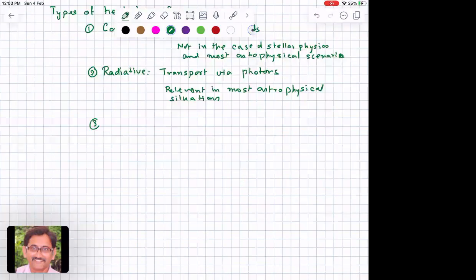And the third thing is convective. Here, heat transport through transport of hot fluid to the region of cold fluid. So here there is actually a matter transport.